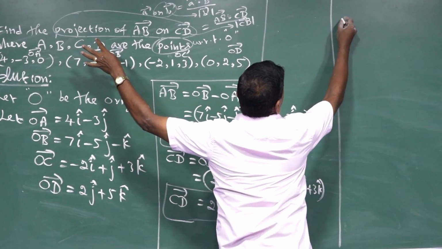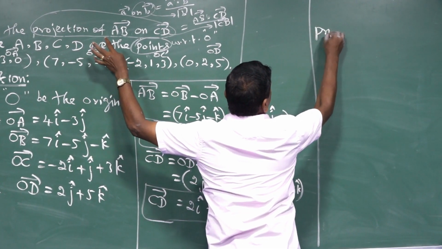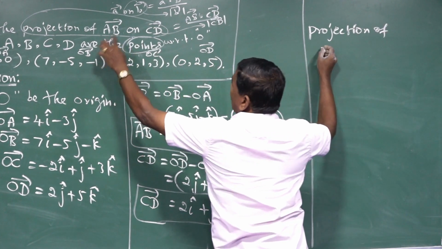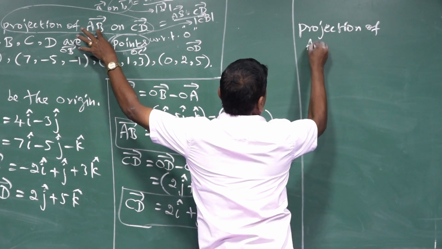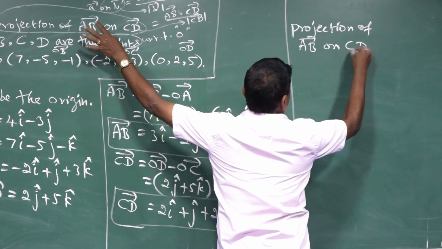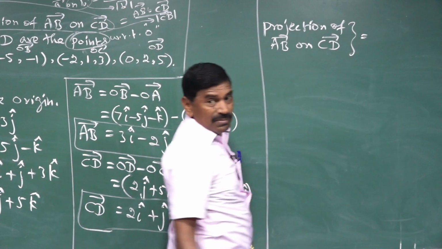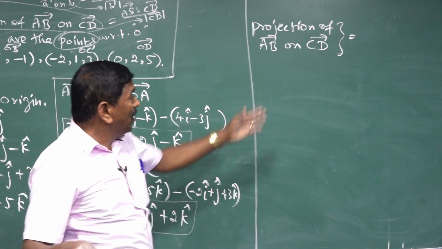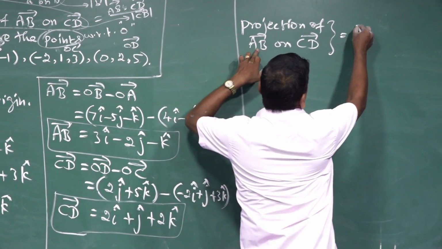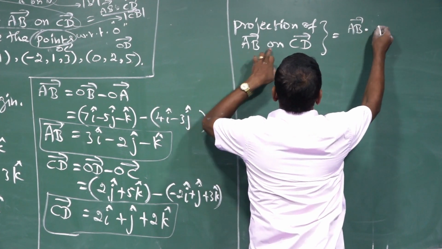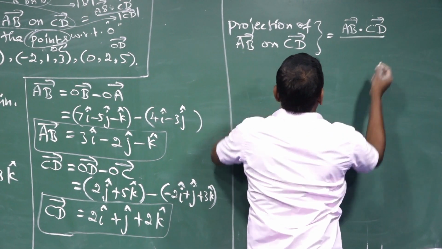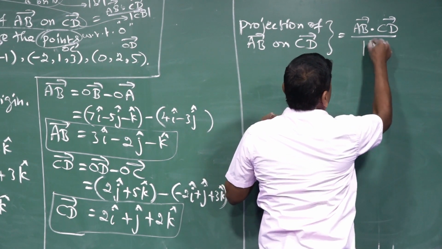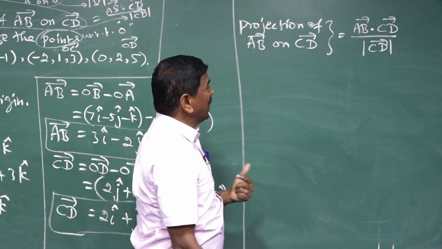The projection of AB vector on CD vector is given by the formula: the dot product of these two, that is AB vector dot CD vector, divided by modulus CD vector. Okay, here remember the technique.